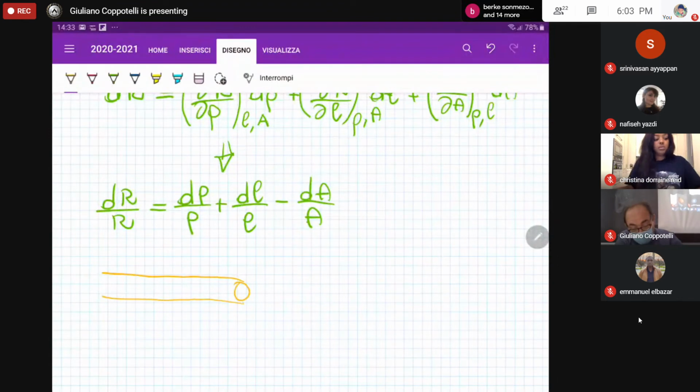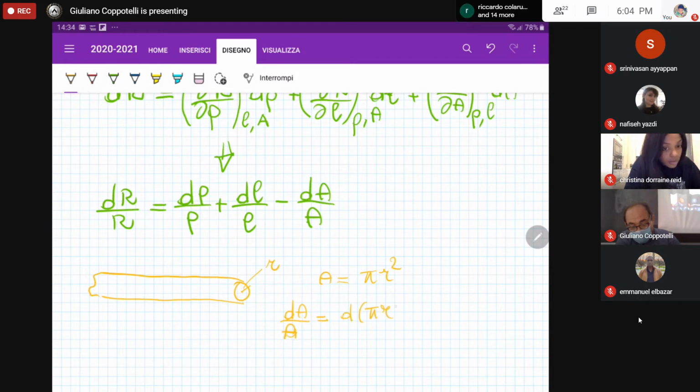Okay, the wire is characterized by a circular cross section of radius r, and it extends infinitely in that direction. The cross-section area, as you know, is pi r squared. So when computing the derivative of A with respect to A, that is equal to the derivative of pi r squared with respect to r, divided by pi r squared, which is equal to 2 pi r divided by pi r squared dr.